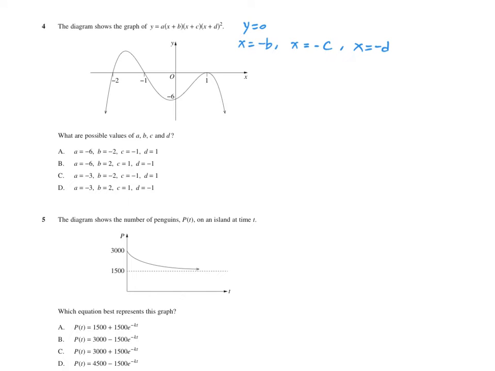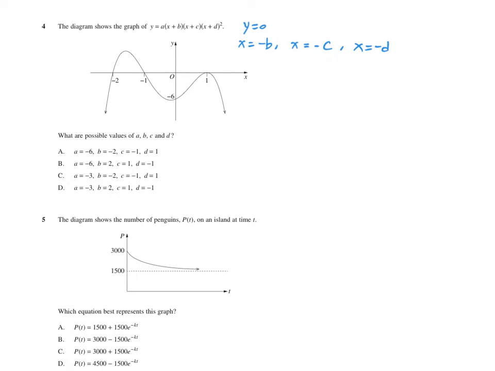There are 3 zero points: minus b, minus c, and minus d. And according to the graph, you have 3 zero points as well. They are minus 2, minus 1, and 1. We also need to pay attention to this square. It means x plus d has degree 2, which means there is a turning point at this zero. All right?